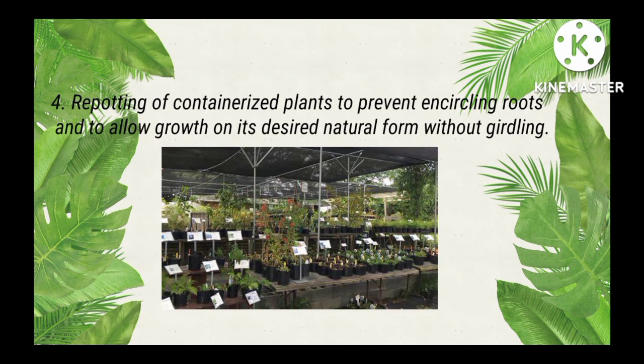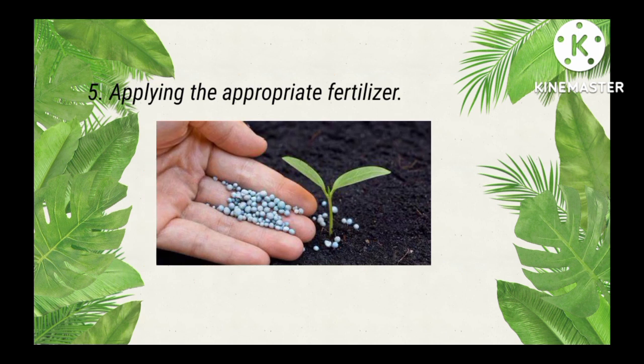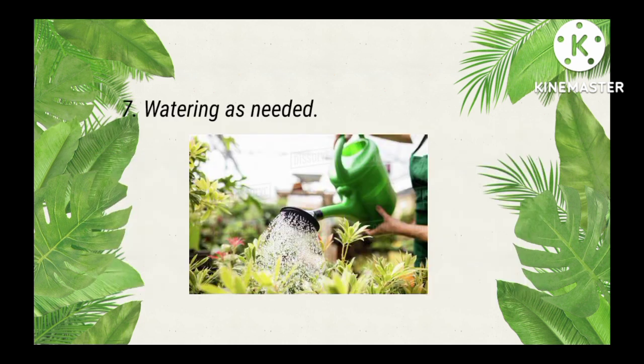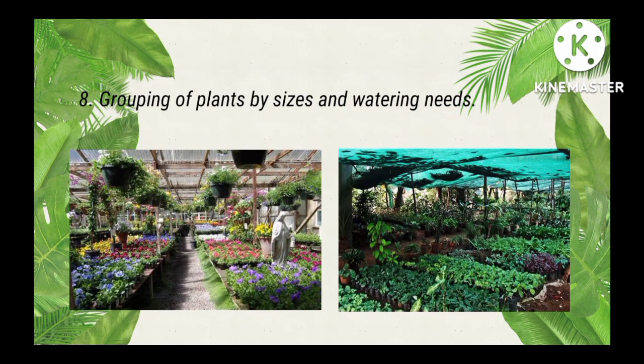Number 4. Repotting of containerized plants to prevent encircling roots and to allow growth on its desired natural form without girdling. Number 5. Applying the appropriate fertilizer. Number 6. Providing shade, cover, or transferring plants to shade houses as needed. Number 7. Watering as needed. Number 8. Grouping of plants by sizes and watering needs.